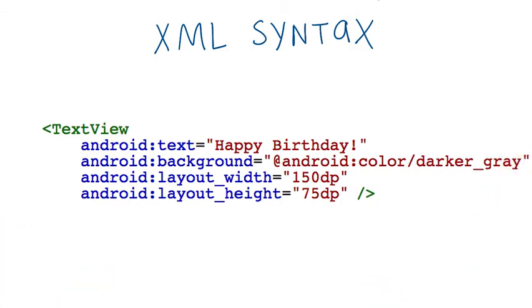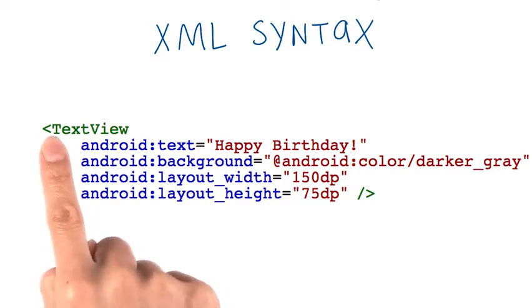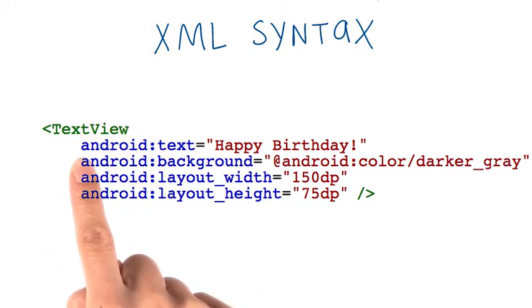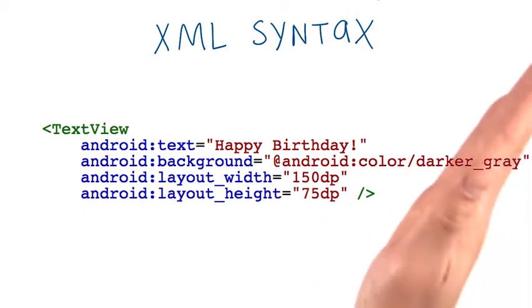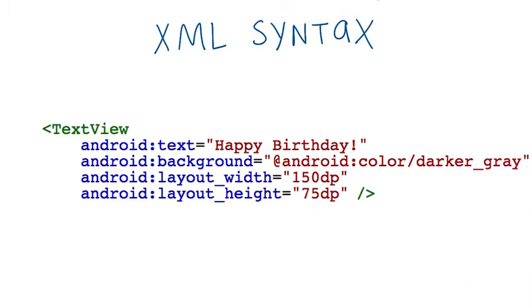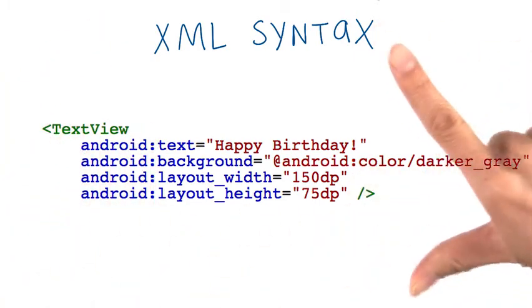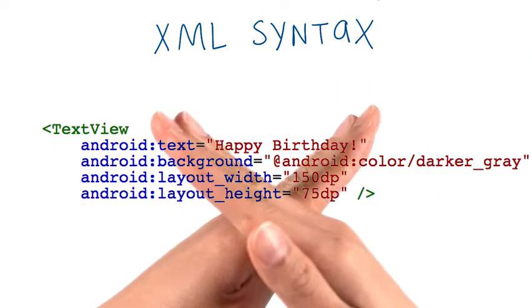To help you remember it, you can think of an opening angle bracket, ding, and then the view name, whoosh, and then the attributes, pew, pew, pew, pew, and then the forward slash, and then the closing angle bracket, boom. So altogether it's ding, whoosh, pew, pew, pew, pew, boom. If you miss any of these symbols, then you're going to get invalid XML.